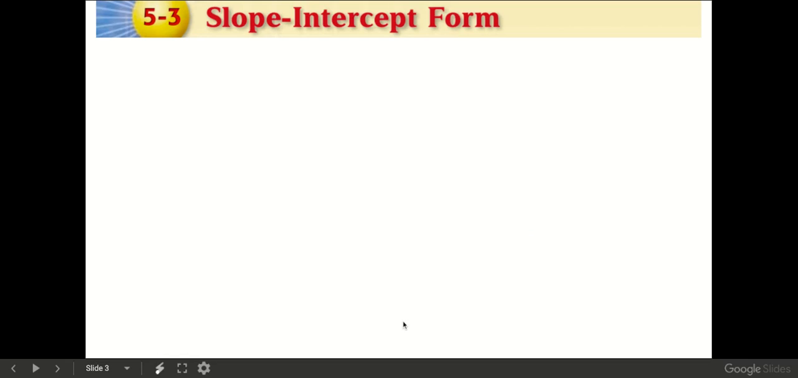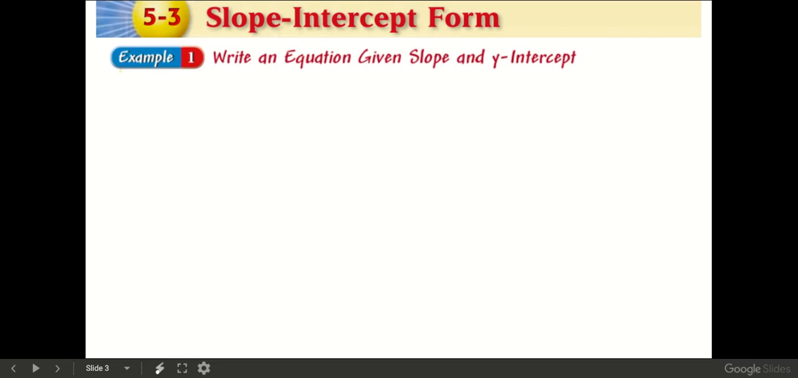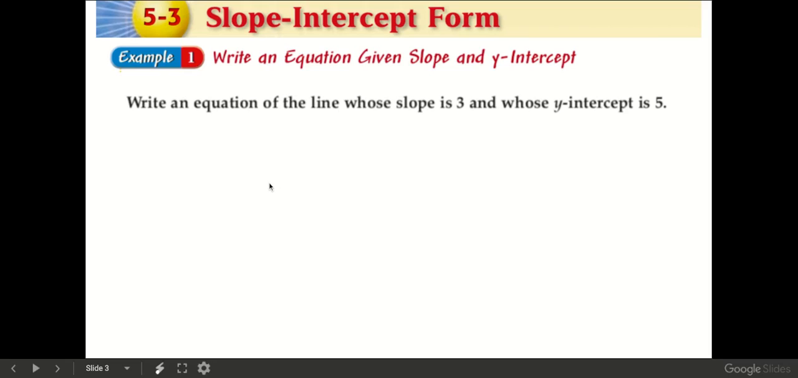So let's look at how we might encounter this in a problem. It says write an equation given slope and y-intercept. So if it asks me to write an equation of a line whose slope is 3 and whose y-intercept is 5, I can use the slope-intercept form of the equation, right? y equals mx plus b. You probably want to write this down and memorize it.